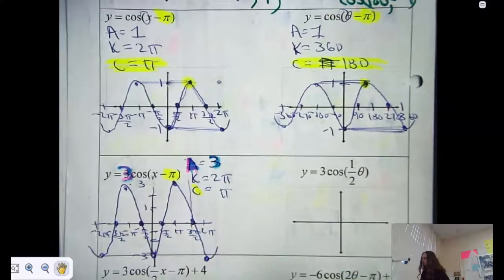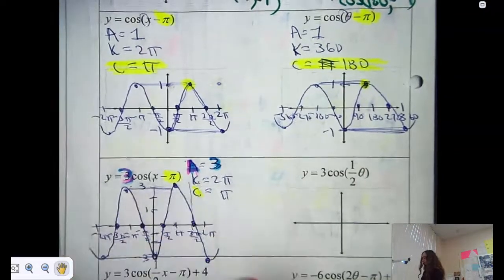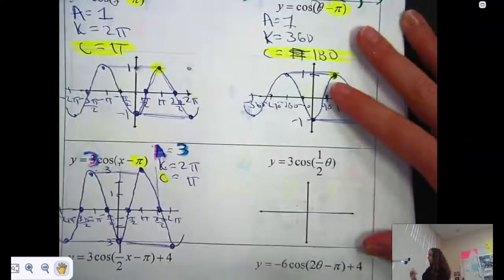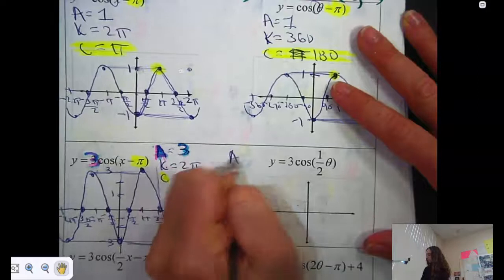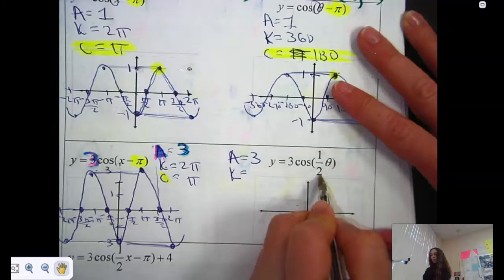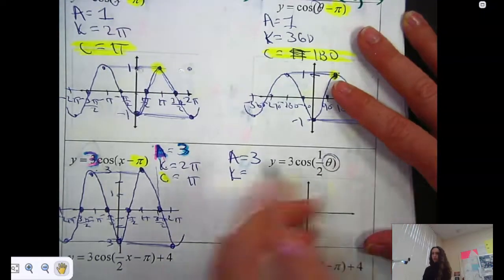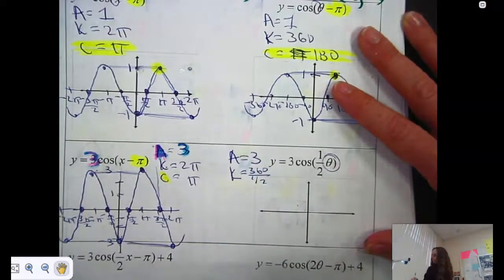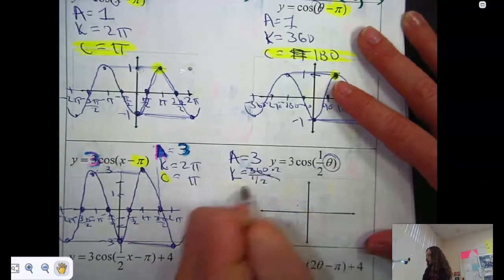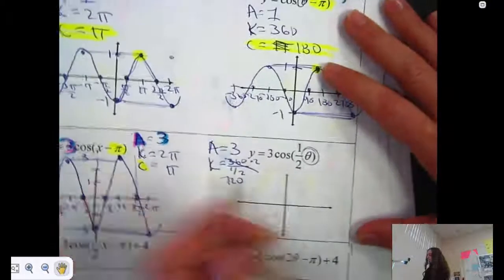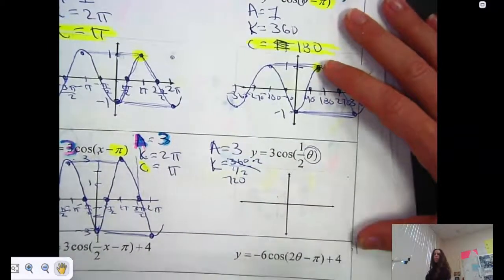All right? So if you look, the distance from here to here, still 2 pi. The distance from here to here, still 2 pi. Okay? Now this one is in degree mode, but it's a little bit different, isn't it? The amplitude is 3, but this time the period, and is it 360 or 2 pi? Since it's theta, it's 360, so 360 divided by 1/2. If you're dividing by half, you're really multiplying by 2, which means your period is 720. Okay? So that means the distance from one hump to the next would be 720.